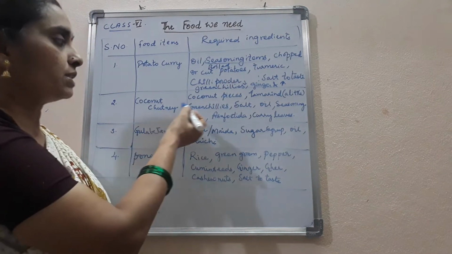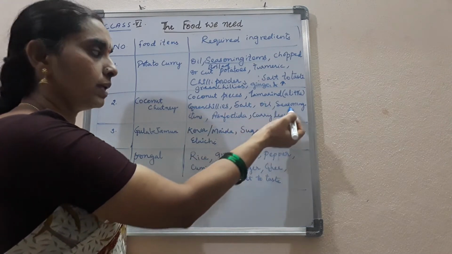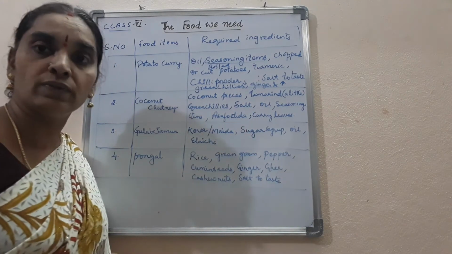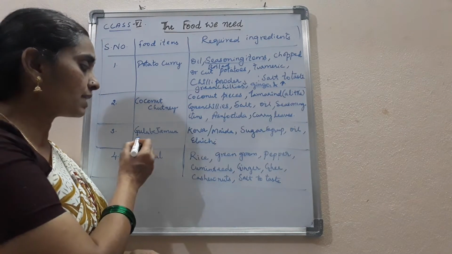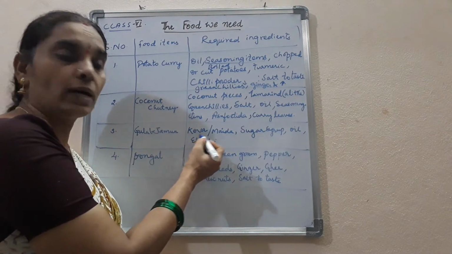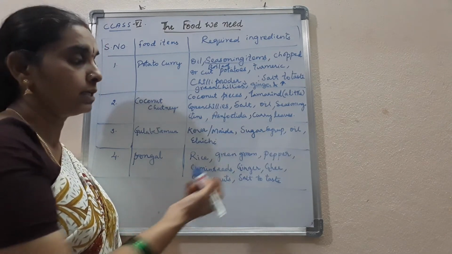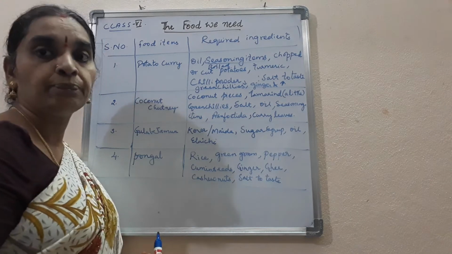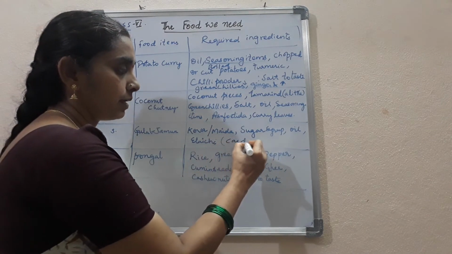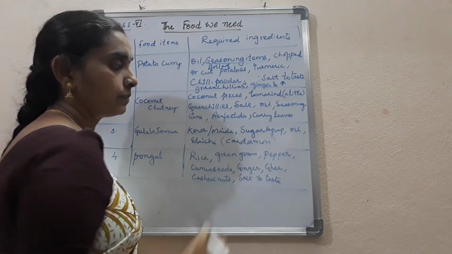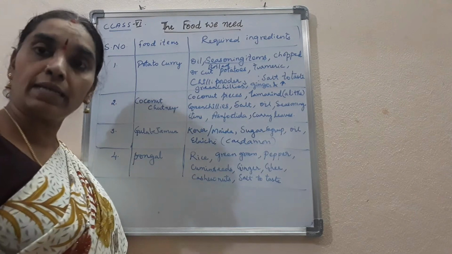Okay, next, coconut chutney: coconut pieces, tamarind, green chili, salt, oil, seasoning items, asafoetida, inguva we say in Telugu, and curry leaves, karivepaku. Next, gulab jamun. It requires kova or maida, sugar syrup. It's a sweet item, you know it, isn't it? So oil and elaichi. Elaichi is called cardamom. Cinnamon, you know it, but it's not used here. Cinnamon is used for biryani and others.